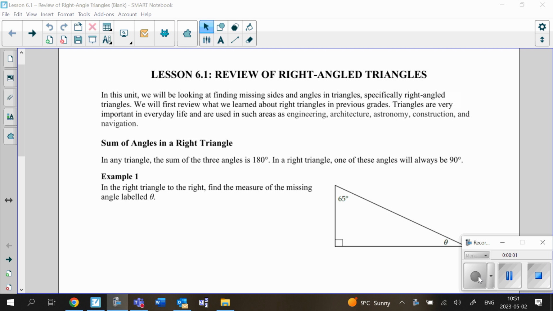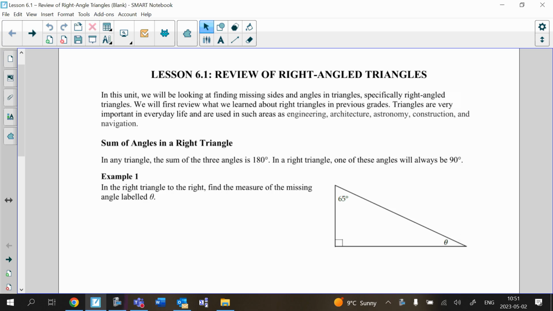Okay, Unit 6, dealing with triangles, specifically right triangles, but that can apply to any other types of triangles as well, because actually we can take other triangles and split them into right triangles, which we'll talk about later.